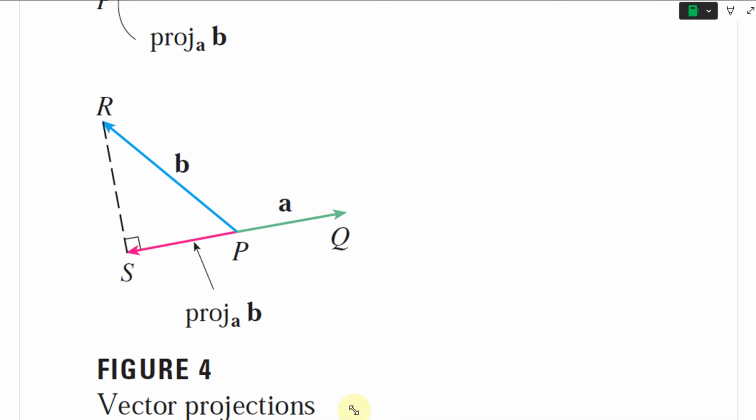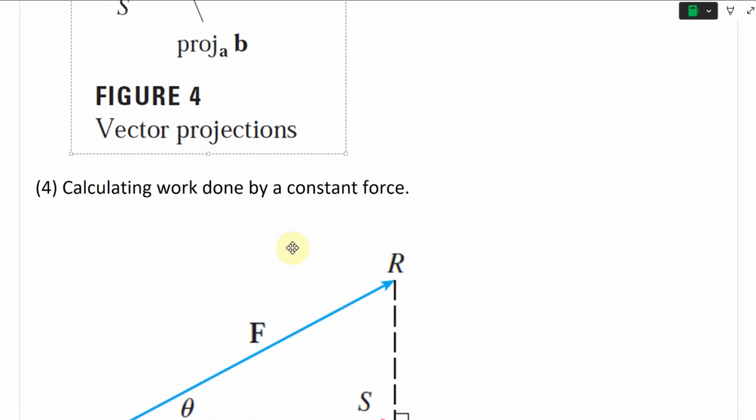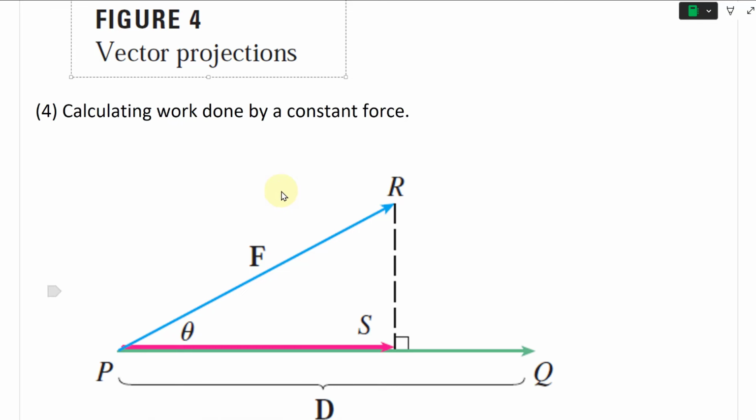Pretty epic stuff there. All right, and another property of dot products is calculating work done by a constant force. So if you have a force like here pointing at angle theta from this direction, over the distance.